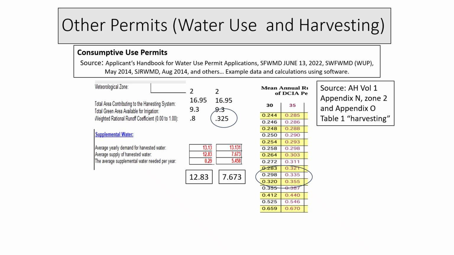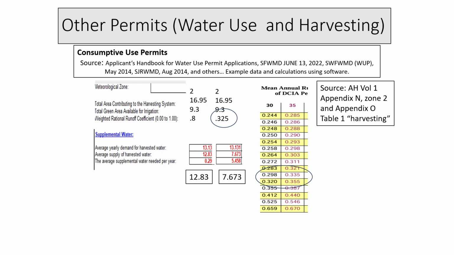A ROC of 0.8 is reflective of a highly impervious area, while 0.325 represents a mixed area with both pervious and impervious cover. As you can see, the average yearly supply of water varies significantly based on these conditions, ranging from 12.83 million gallons per year down to 7.673 million gallons per year. This substantial difference in available water supply can profoundly affect the calculations and requirements for water use permits.